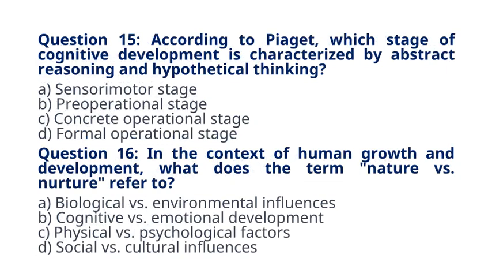Question 15. According to Piaget, which stage of cognitive development is characterized by abstract reasoning and hypothetical thinking? A. Sensorimotor stage. B. Preoperational stage. C. Concrete operational stage. D. Formal operational stage. The correct answer to question 15 is option D. Formal operational stage. Explanation: the formal operational stage, according to Piaget, involves abstract reasoning and the ability to think hypothetically.